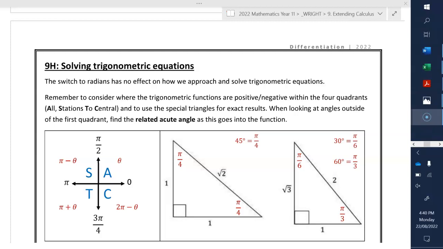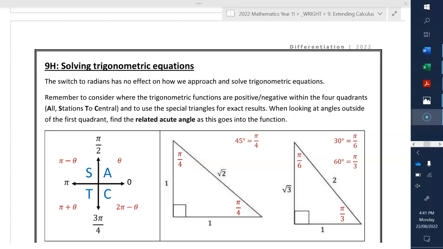Hi guys, today we are looking at 9H, solving trig equations. I'm probably not going to be there in the classroom today because I'm not well, so I'm hoping that this should be pretty straightforward. It will follow on directly from when we did trig equations before. The only difference is we're going to be writing our special triangles, you can see down here, with radians in the corner.